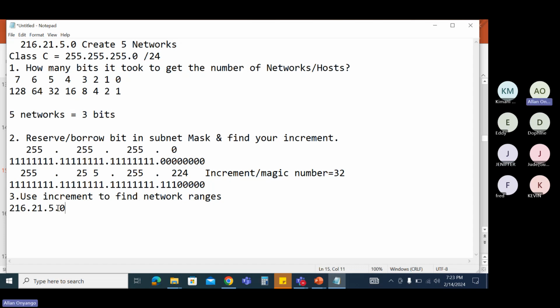60, the other year, 70. It is increasing with that, with the 10,000, isn't it? For our case, it's going to be increasing with 32, but on the fourth octet, because our increment was from the fourth octet of the subnet mask. How do we do this? We do this way.